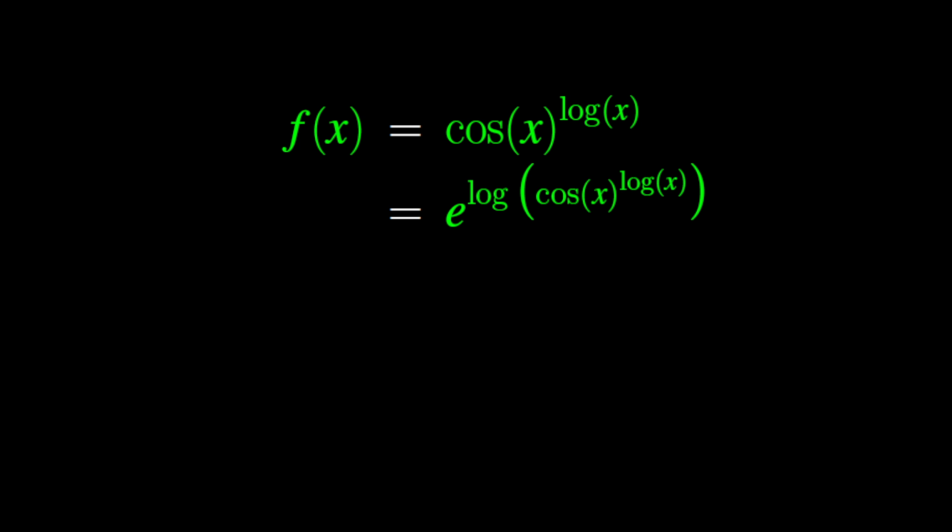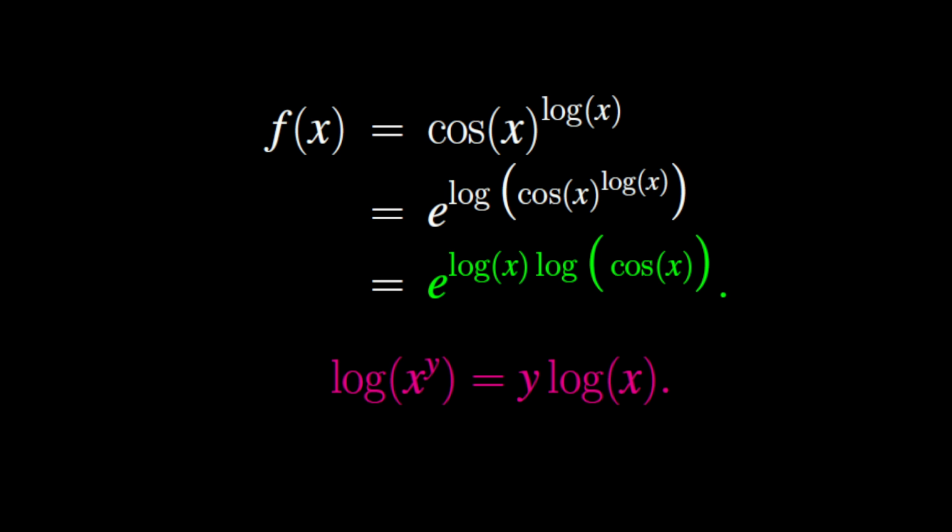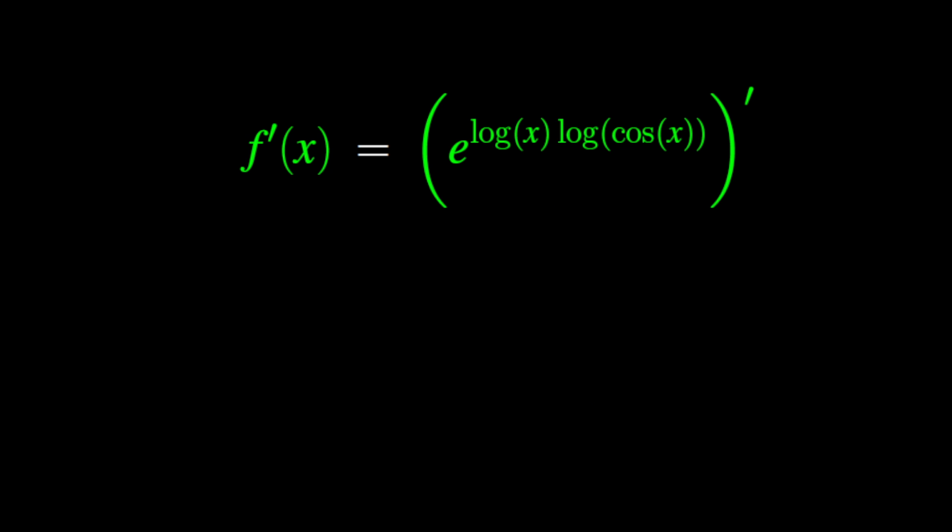Thus, we express f of x as exponential of logarithm of cosine of x to the power logarithm of x. Using the properties of the exponential and the logarithm, actually f of x equals exponential of logarithm of x times logarithm of cosine of x. In fact, we are using the fact that the logarithm of x to the power y is equal to y times the logarithm of x.